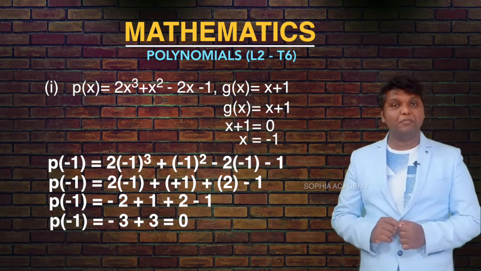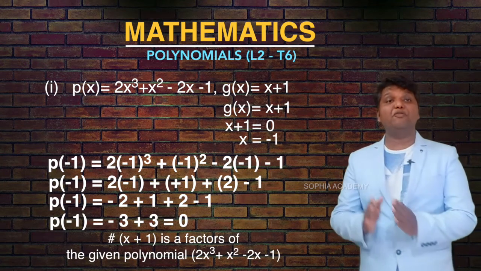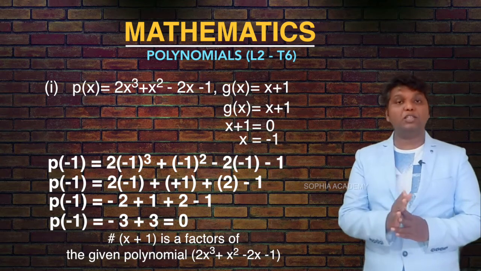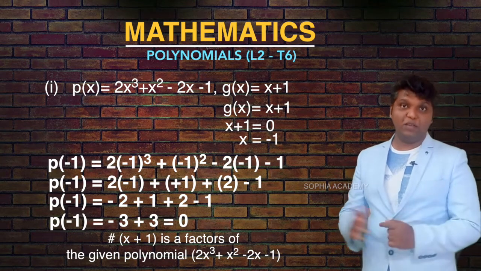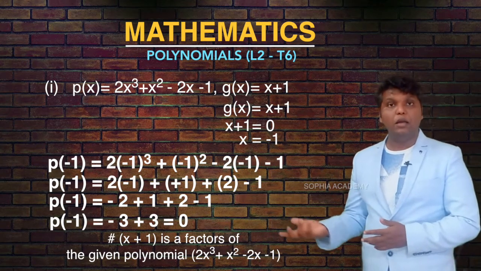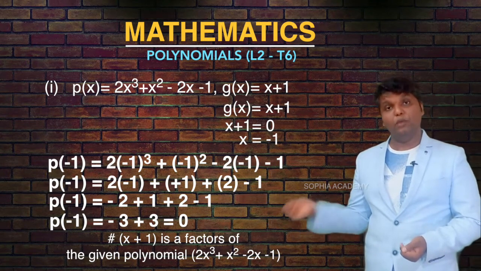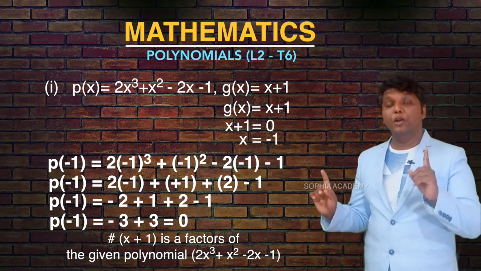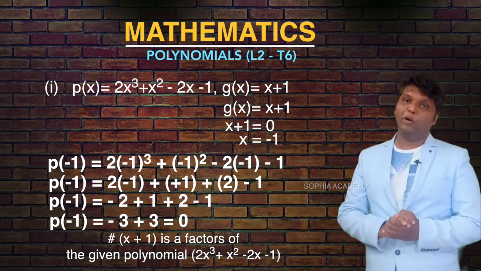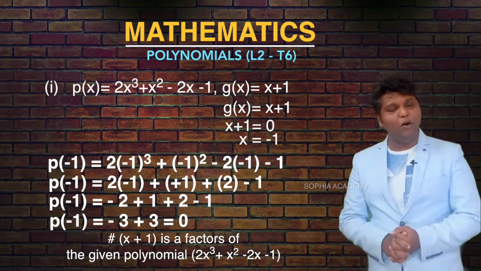What does it mean? We can write it like this: yes, x plus 1 is a factor of the given polynomial 2x cube plus x square minus 2x minus 1. That was our question, whether to check. If when you're checking the remainder you got minus 1 or 1 or something else other than 0, what will you conclude? You will conclude that as the remainder is not equal to 0, the given g of x is not a factor of the polynomial p of x. By seeing the remainder only we can conclude whether it is a factor or not.